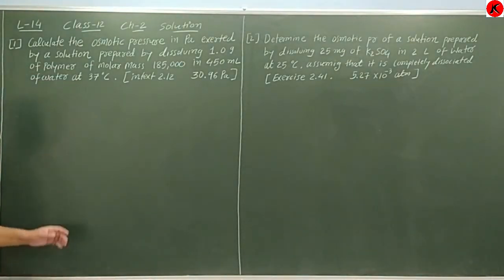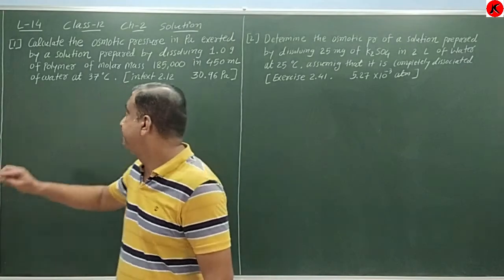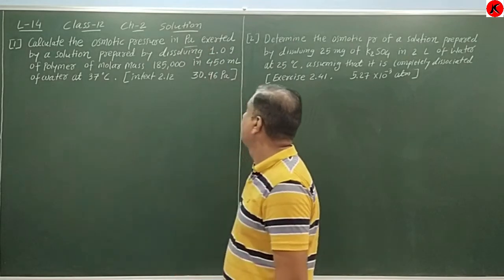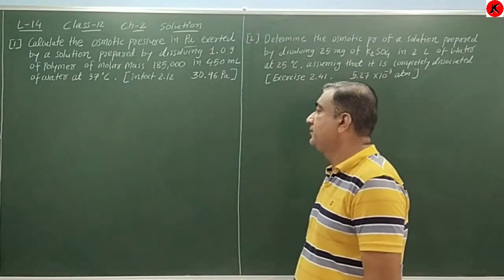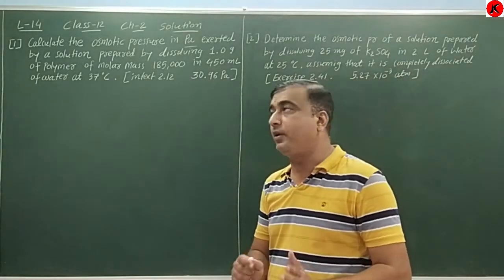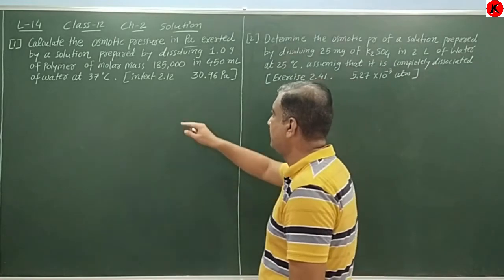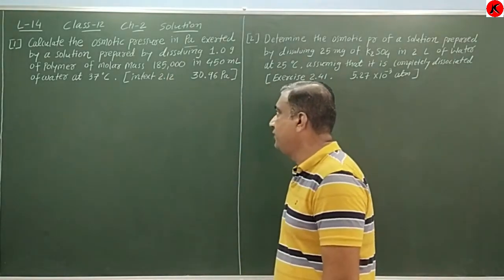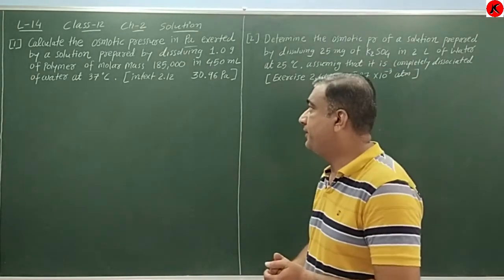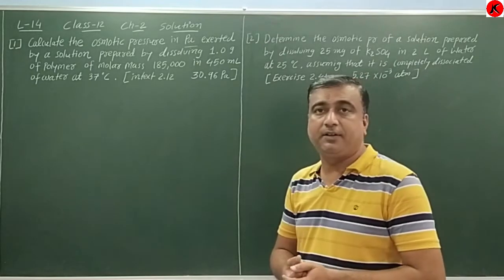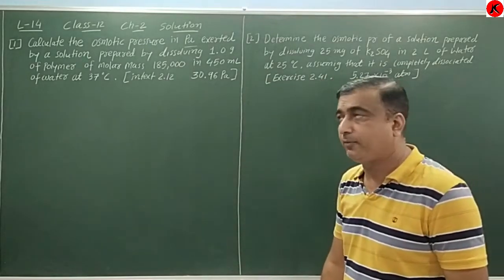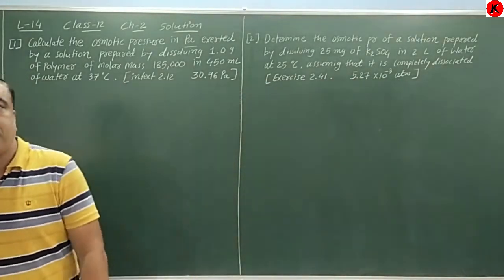Today we will solve examples based on osmotic pressure and van't Hoff factor. Example 1. Calculate the osmotic pressure in Pascal exerted by a solution prepared by dissolving 1.0 gram of polymer of molar mass 185,000 gram per mole in 450 ml of water at 37 degrees Celsius. In text, example 2.12. So how to solve this example?